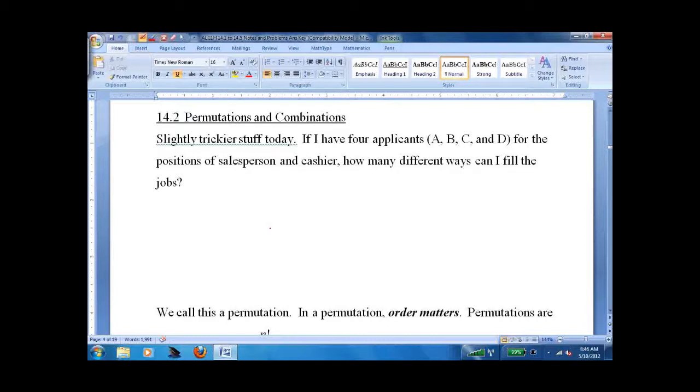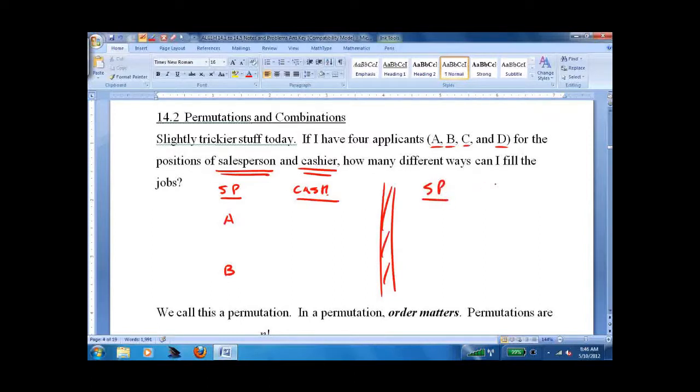So we've got two jobs, salesperson and cashier. We've got 4 people that can fill those jobs. So we could put A, B, C, and D with any of those jobs. And I'm going to make 2 charts just because otherwise I'd run out of space.